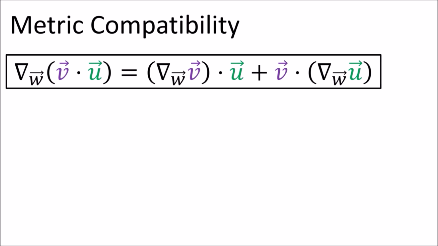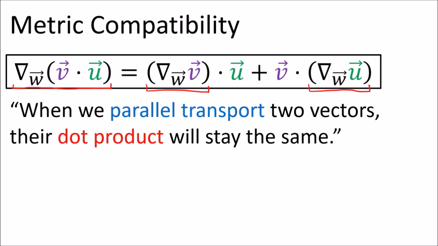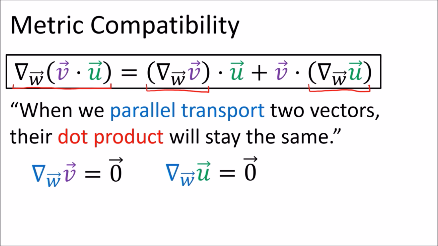And this is sort of a special version of the product rule that's applied to the dot product. So the result of this derivative of this dot product is a sum, where in the first term, the first factor is differentiated, and in the second term, the second factor is differentiated. So this might seem like a really abstract rule, but what this property is really saying in plain English is that when we parallel transport two vectors, their dot product will stay the same. So remember, the condition for parallel transport of a vector is that the covariant derivative of the vector is 0. So these formulas would mean we're parallel transporting the vectors v and u along a curve.